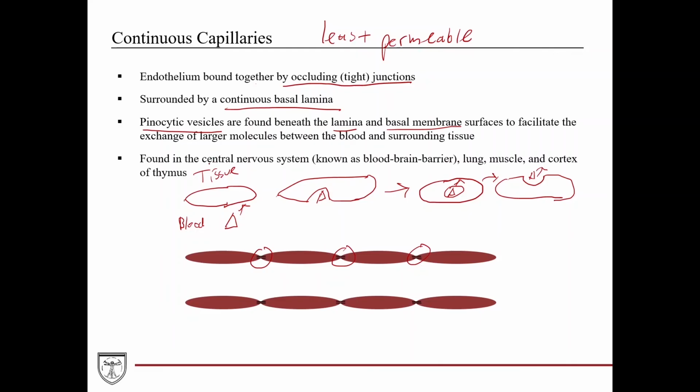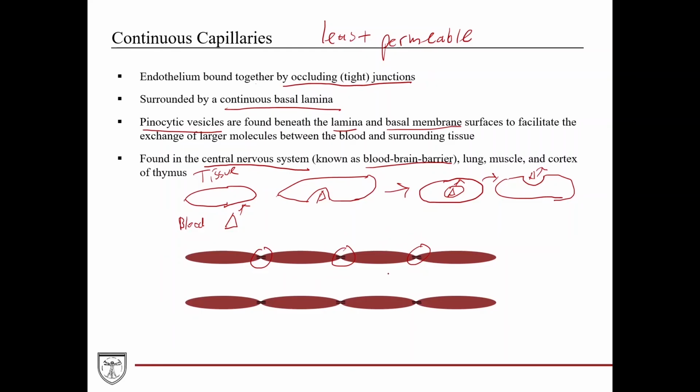So continuous capillaries, they're found in the central nervous system. What's important to know is they form the blood-brain barrier. The blood-brain barrier helps tightly regulate which molecules enter and leave brain tissue. And that's important because some molecules, for example, like glutamine, can be used to form glutamate, which is a neurotransmitter.